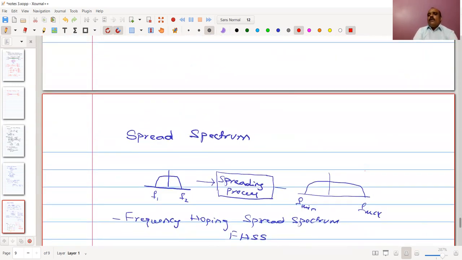Okay, so this is about the multiplexing and bandwidth utilization techniques. In the next class, we will discuss switching. That is another very important part in the physical layer operation. We need to understand the difference between circuit switching and packet switching so that the data link layer and the network layer can be well understood.